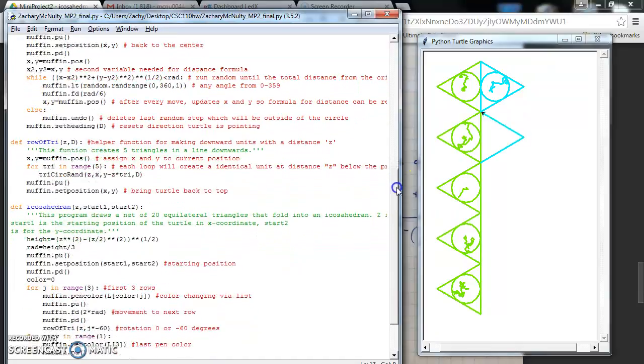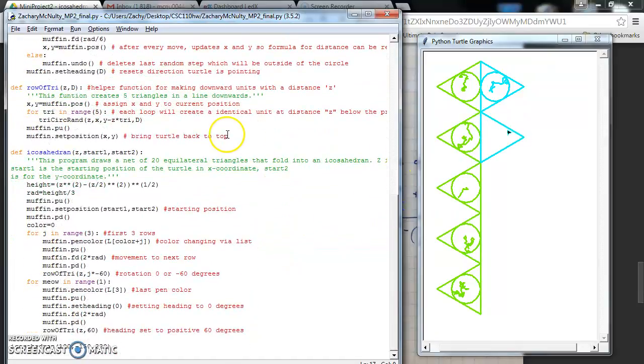There it goes. So, row of triangles. So now I got my triangle done. Now I repeat the triangle down 5 times. My parameters here are z, which is the side of a triangle, and d, the heading. So this function takes my triangle function and repeats it 5 times. That's essentially what it's doing.